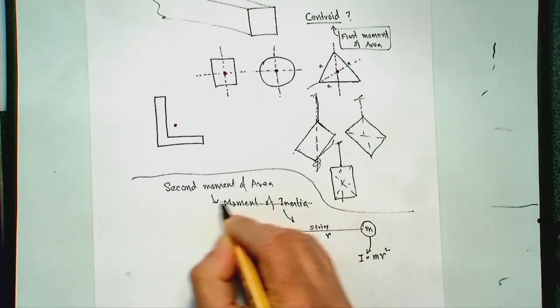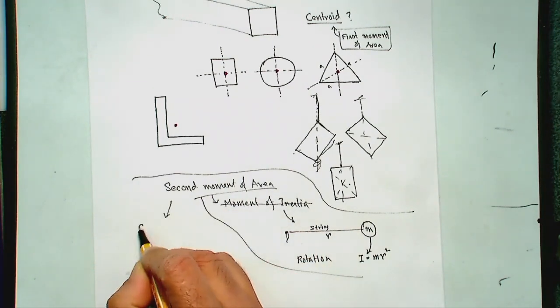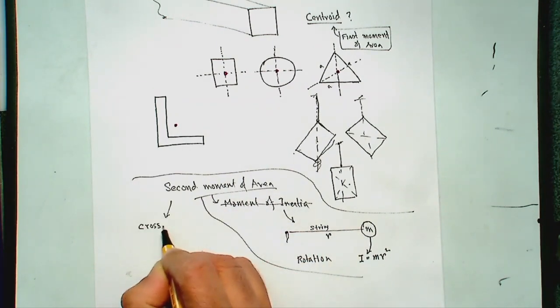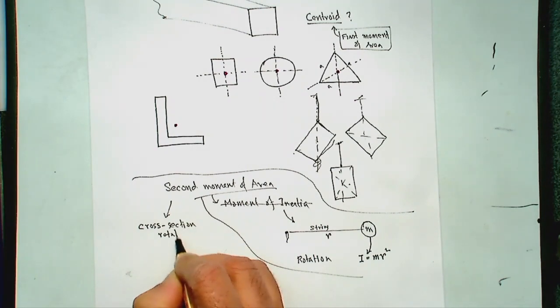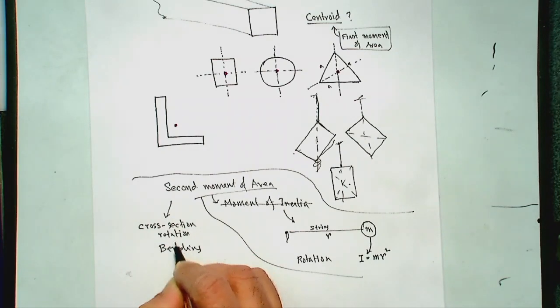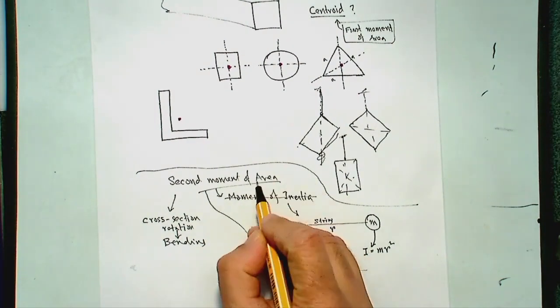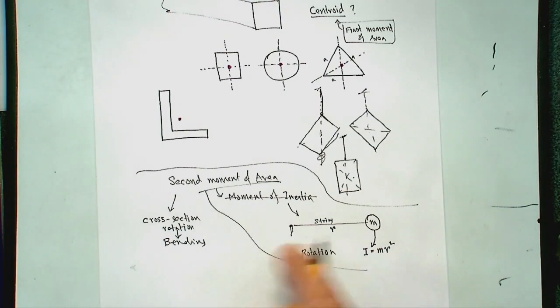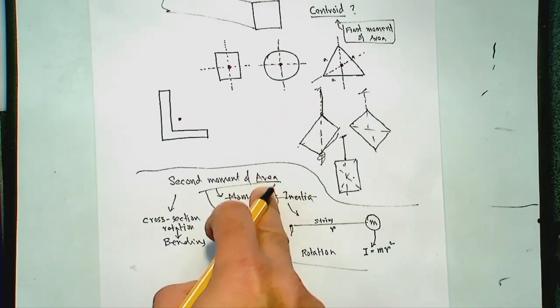So similarly, when a cross-section is rotated, that could happen in bending, for example. So when you bend, the cross-section rotates. Then this second moment of area comes into the picture, and we call it area rather than mass. So instead of moment of inertia, we call it second moment of area.